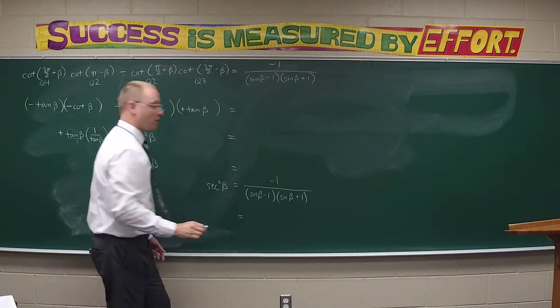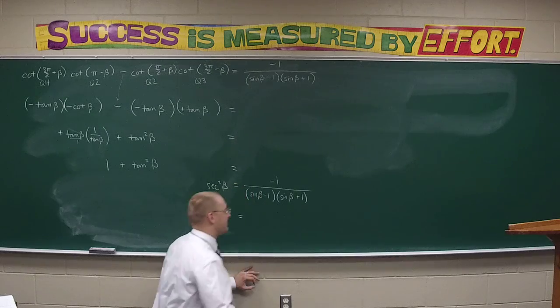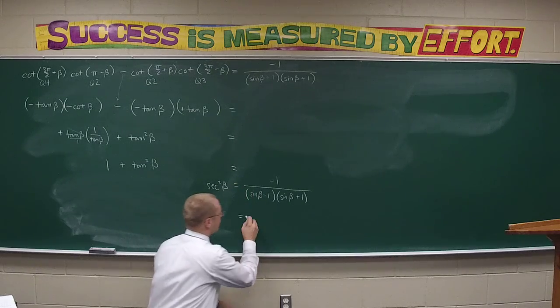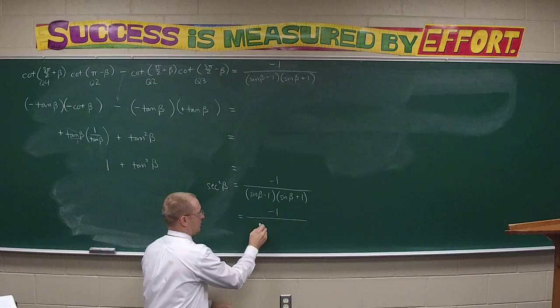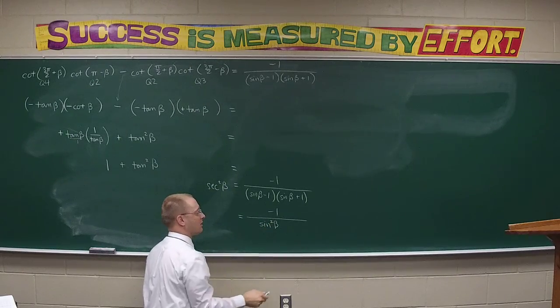All right, so let's go to Quentin. The difference of squares: square the first, square the last, with my sign, to get sine squared beta minus 1.